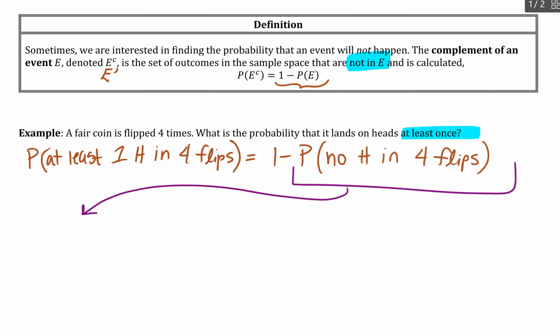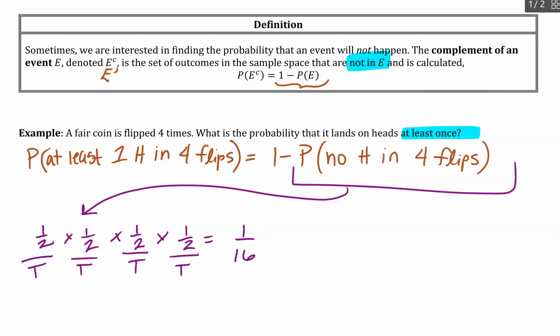So calculating the probability of no heads in 4 flips. 1, 2, 3, 4. There's our 4 flips. And we want to get a tail, a tail, a tail, a tail, because we want no heads. So what's the probability of a tail? 1/2, 1/2, 1/2, 1/2. Okay, multiply all these together because each flip is independent. And we get 1/16 is the probability that in 4 flips we get no heads.